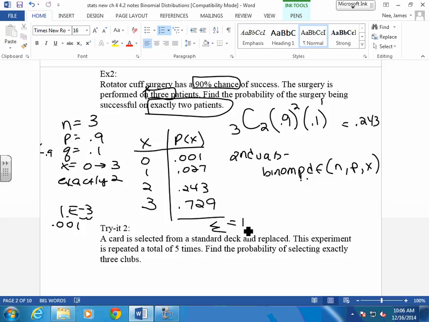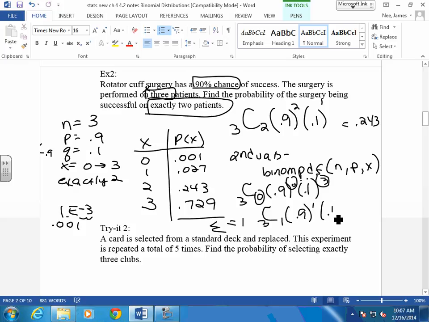Now, could you absolutely redo this using your C? 3C0, 0.9, I want 0 of them, 0.1, I want 3. Now, could you do second enter on this one? Yes. But you have to change this one, this one, this one each time. I could do it again. 3C1, 0.9, I want 1 of them, 0.1, I want 2 of them. This one, this one, this one. I could do this as many times as I need to. But the PDF is nice. Once you paste it, pull it down, and you'll get your whole table.